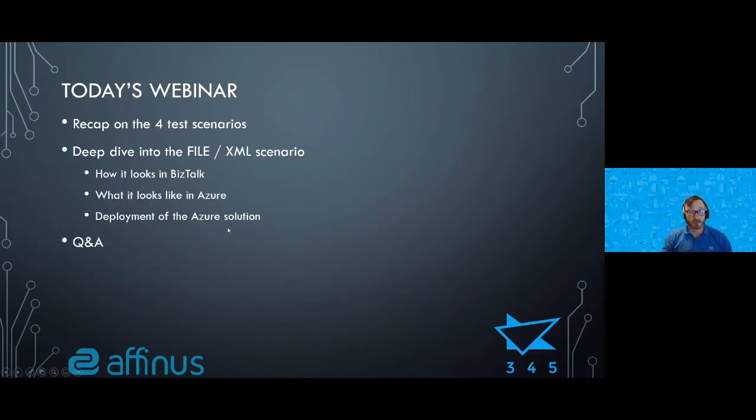In today's webinar, briefly, the BizTalk Migrator ships with 4 different test scenarios. We're going to look into the file and XML scenario because that's such a foundational piece of BizTalk functionality. We're going to look at what it looks like in BizTalk and then what it looks like in Azure. We're going to deploy the Azure solution and have a look at that. And then hopefully after that, we've got time for Q&A.